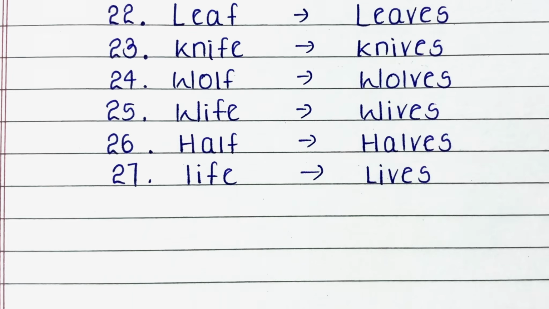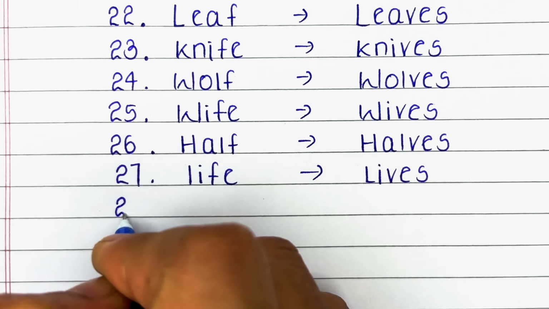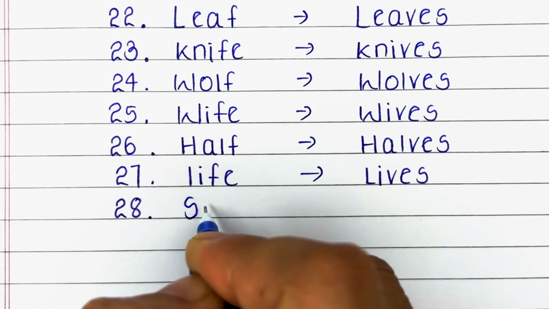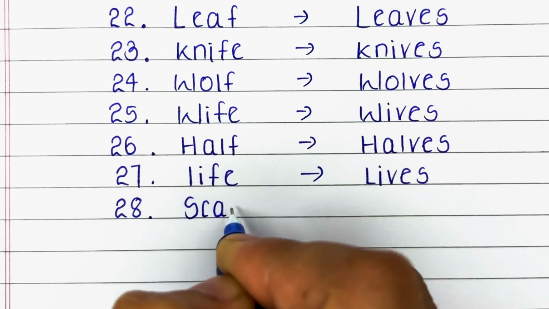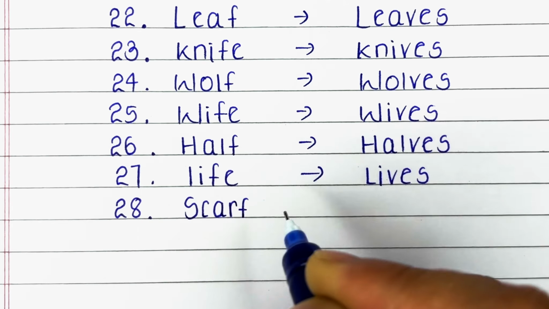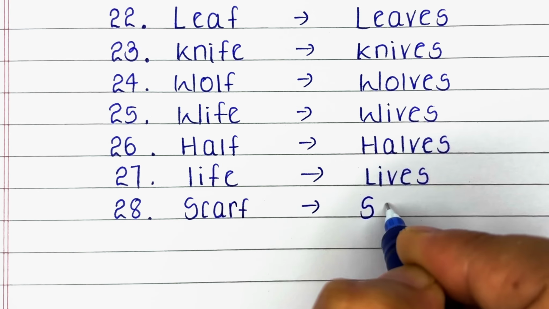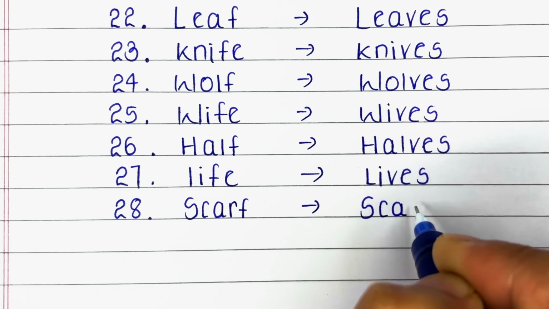Next word is life. As you can see, the word is ending with FE. So, to convert it into plural form, we will remove FE and we will replace it with VES. So, the plural of life becomes lives. The next word is scarf. The plural of scarf is scarves.